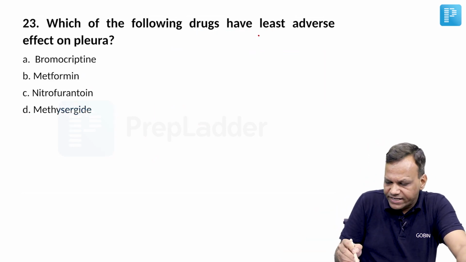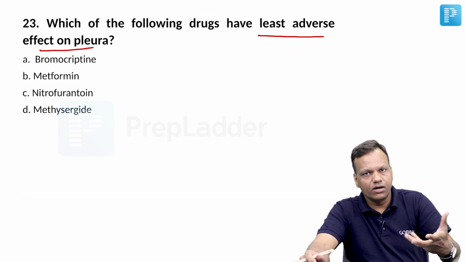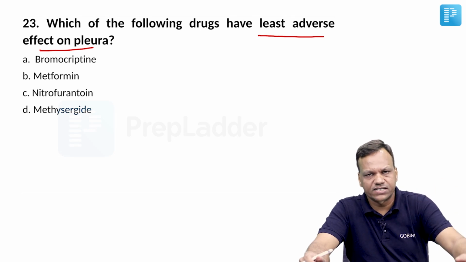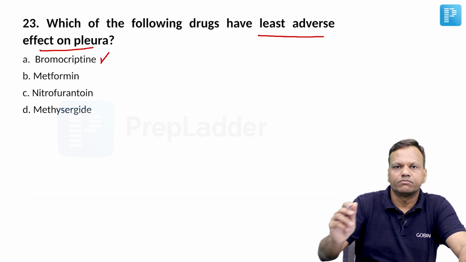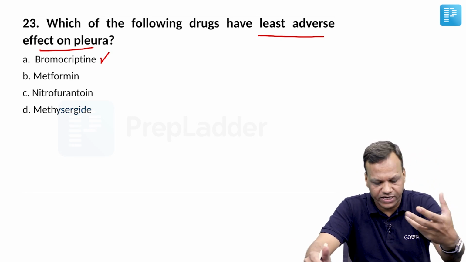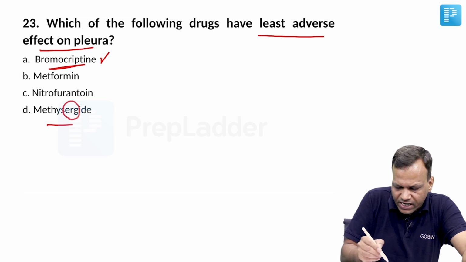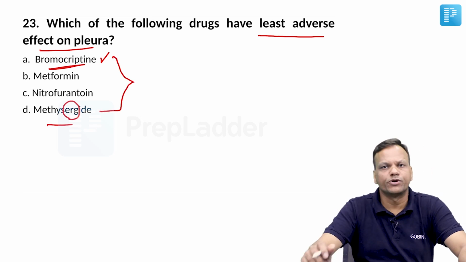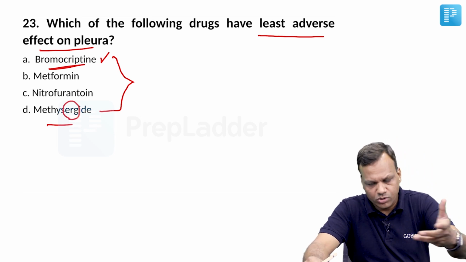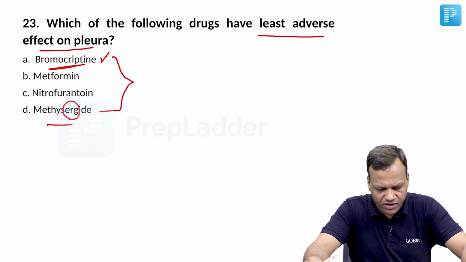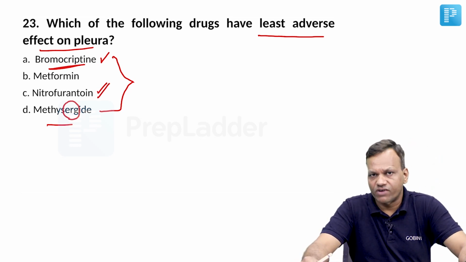Which drug has least adverse effects on pleura? So pleural or pulmonary fibrosis type of side effects, this is not caused by which drug? We all know bromocriptine is an ergot derivative. Methysergide, the name contains ergot. So these are ergot derivatives, and ergot derivatives can cause fibrosis: pleural fibrosis, retroperitoneal fibrosis, pulmonary fibrosis. So these are associated with pleural side effects. Nitrofurantoin also can sometimes cause pleural fibrosis.